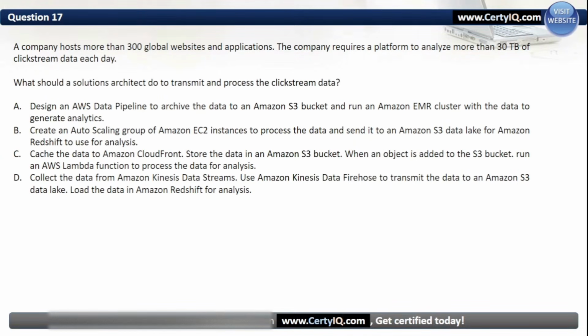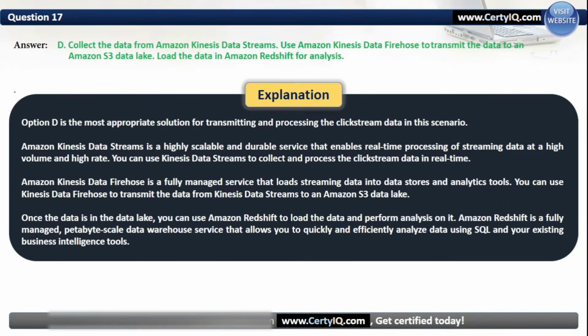Collect the data from Amazon Kinesis Data Streams. Use Amazon Kinesis Data Firehose to transmit the data to an Amazon S3 data lake. Load the data in Amazon Redshift for analysis. Option D is the most appropriate solution for transmitting and processing the clickstream data in this scenario.